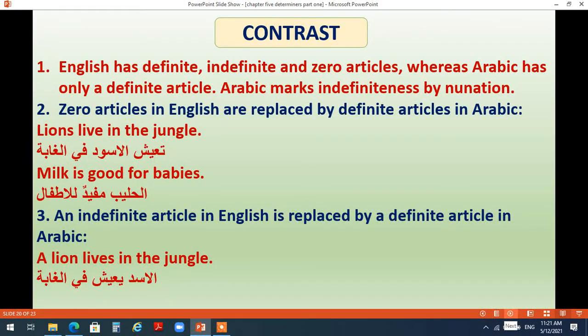Now we come to some simple points of contrast between the two languages. First of all, we can say that English has definite, indefinite, and zero articles, whereas Arabic has only a definite article. Arabic marks indefiniteness by nunation.